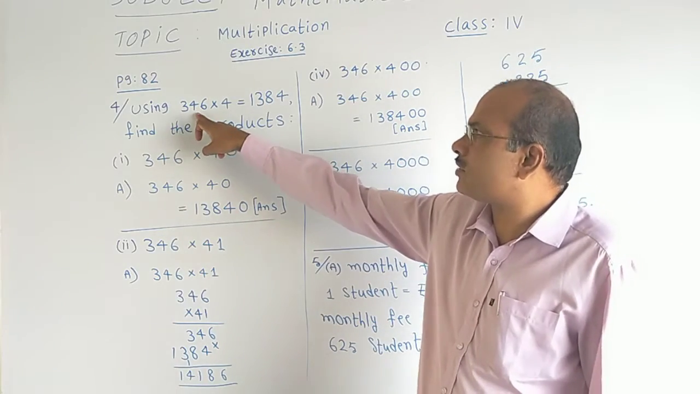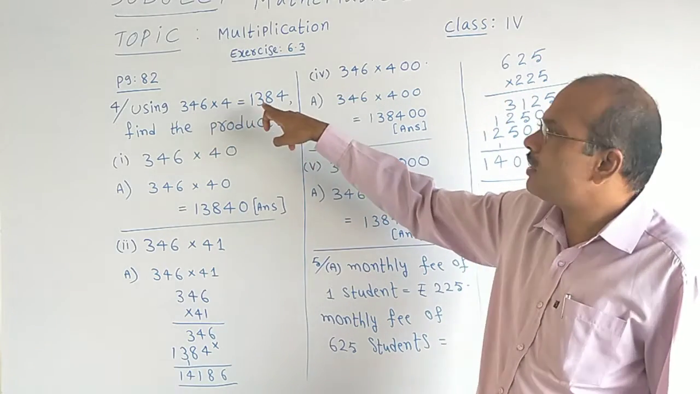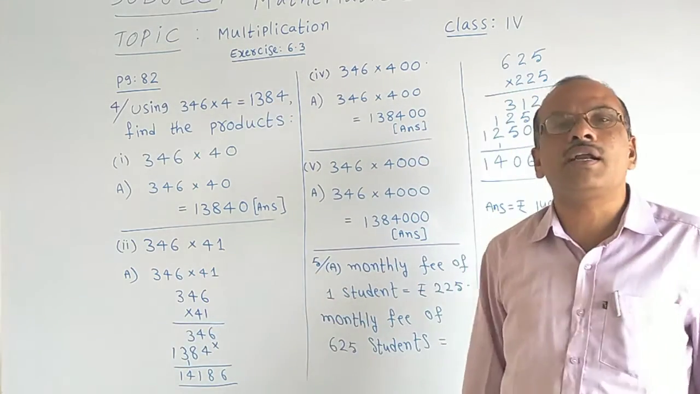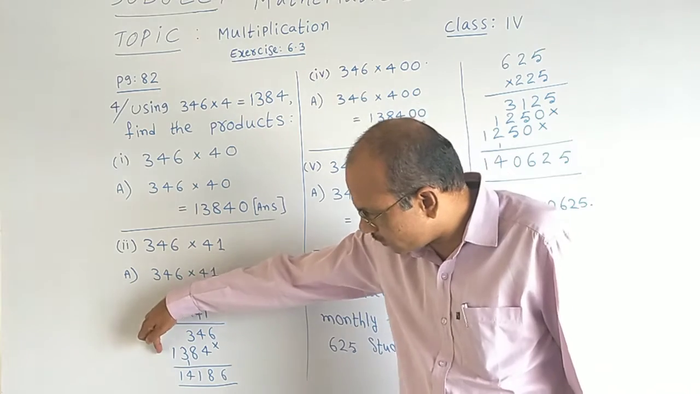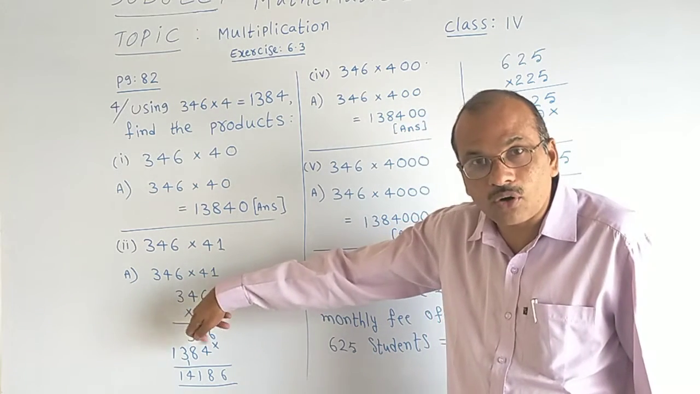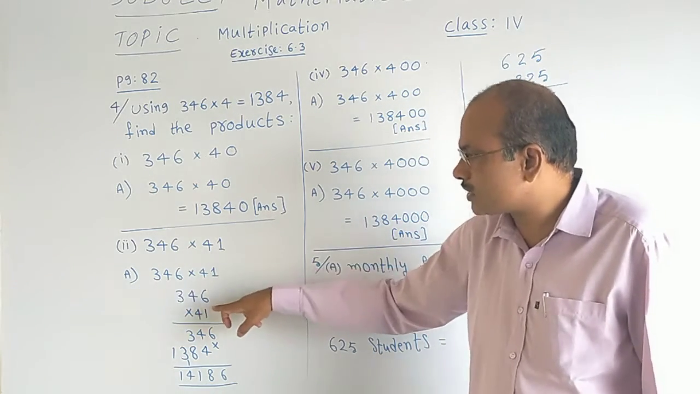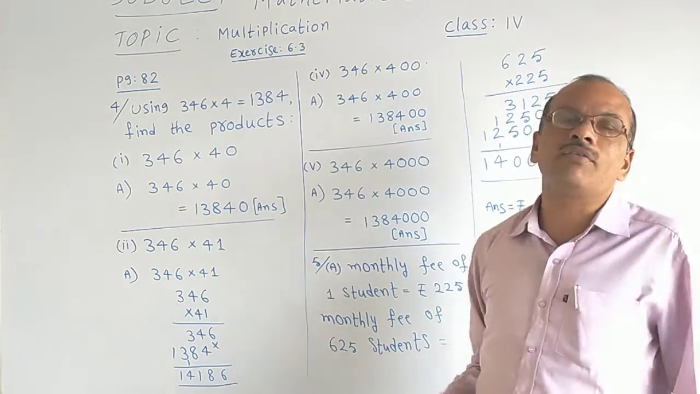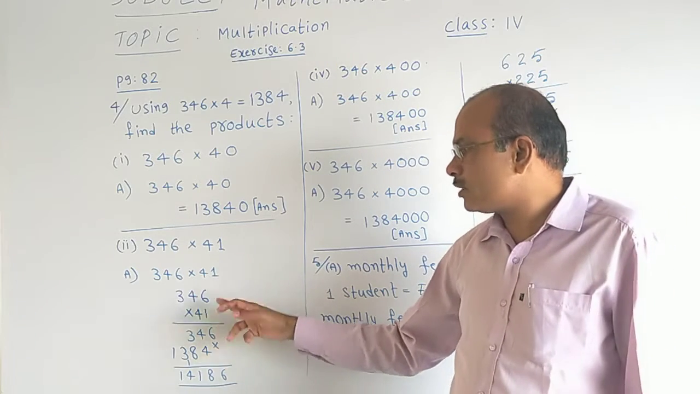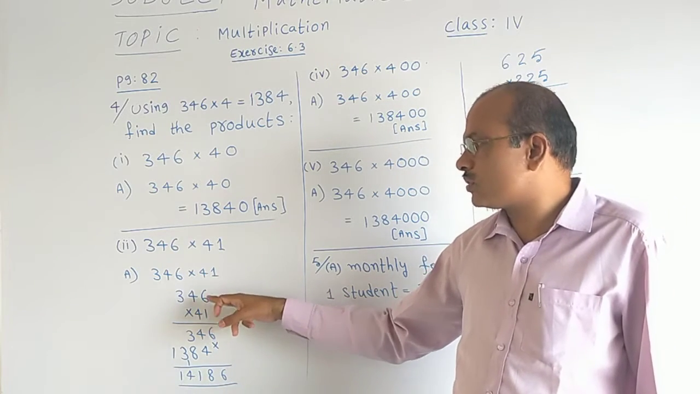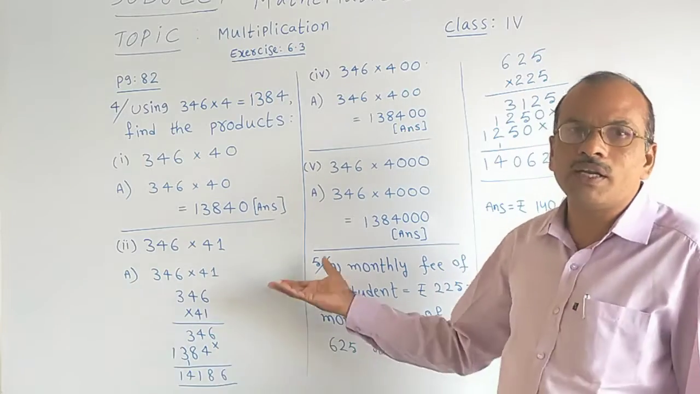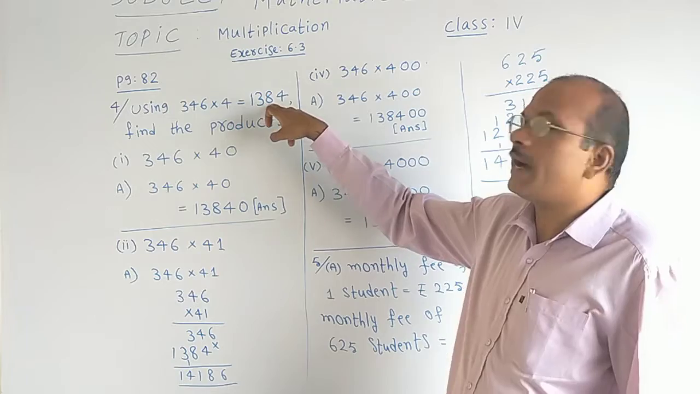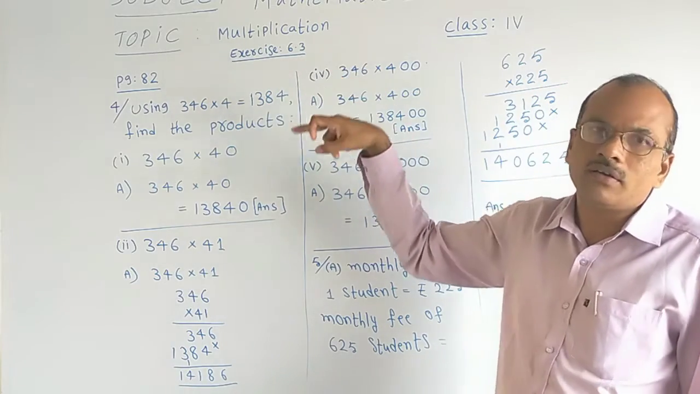As they have given here, 346 into 4, the answer is 1384. Directly we can write 1384 in the second row, because 346 into 4 is that much only. We have got the information from the given question. Every time we are multiplying with the fourth table, 4 6s are 24, like that. We need not multiply here. Directly 1384 I have written from the given source only.